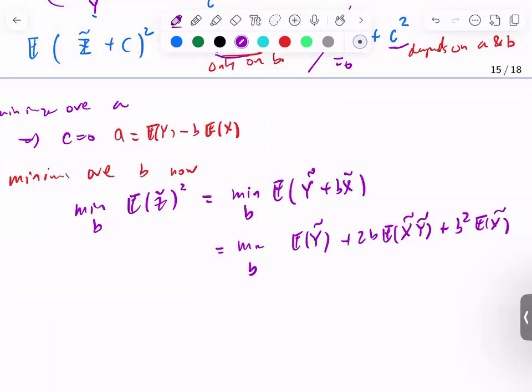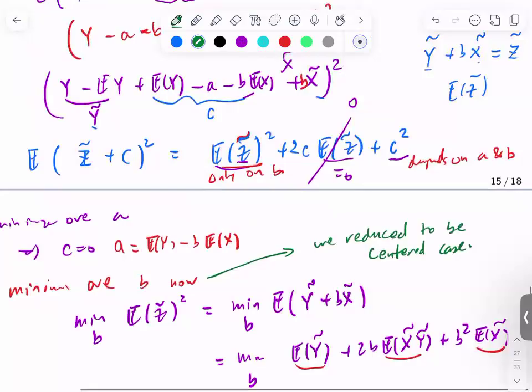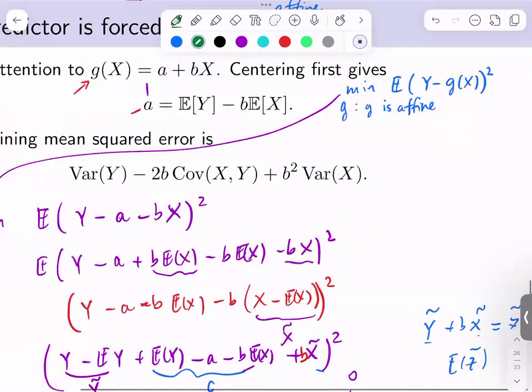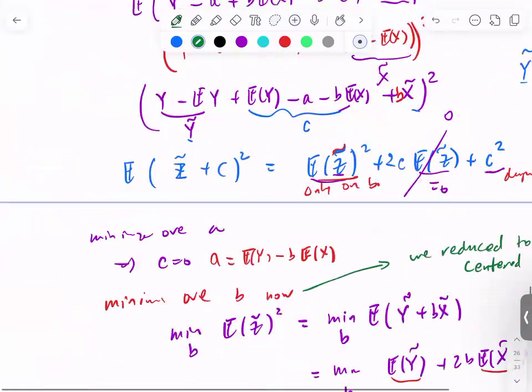So now anyone can tell me what each of these terms are. So what is this? What is this? And what is that? Anyone? So we reduce the problem to the centered case. We could have from the start assumed that X and Y have zero mean. So A was going to be just determined by the mean of the two, but B is the interesting coefficient here.